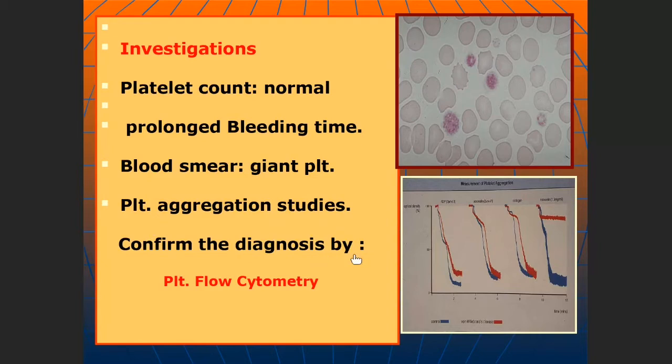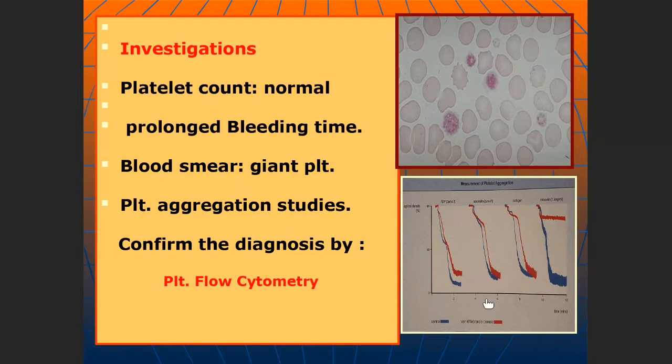And to confirm the diagnosis, we do platelet flow cytometry to detect the deficient or the abnormal receptor. Okay, flow cytometry by a device known as flow cytometer. We use different antibodies to study the platelet receptors. Clear? I mean, we start by simple investigations and we end by more complicated, expensive investigations.